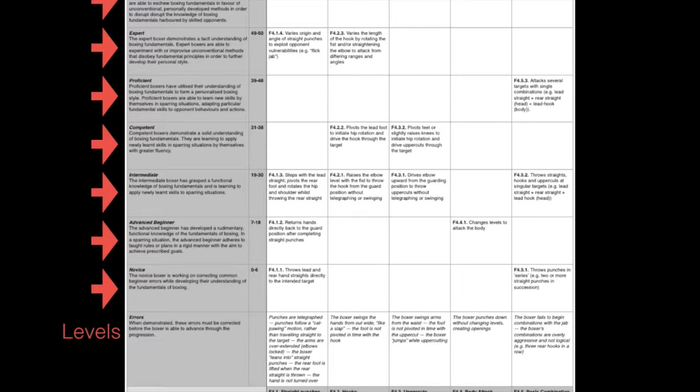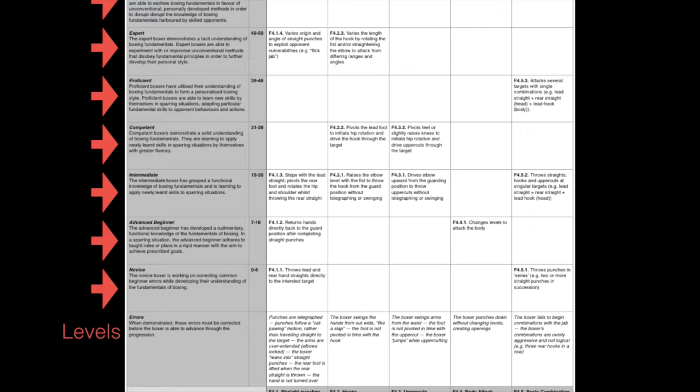As was touched on in the last point, each of these quality criteria aligned to particular levels. This is to give me an idea of the progress that a boxer that I'm assessing has made so far, and gives me an idea of what they should be aiming to achieve in the future.